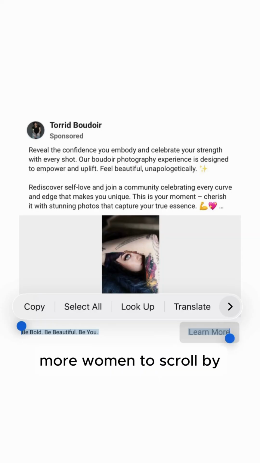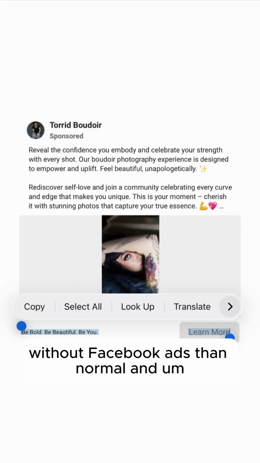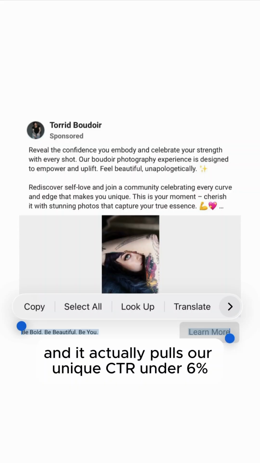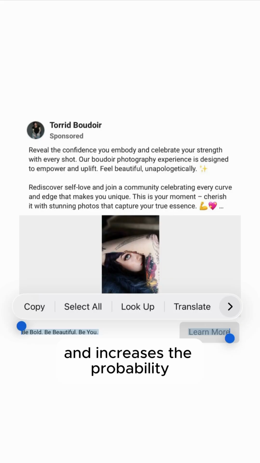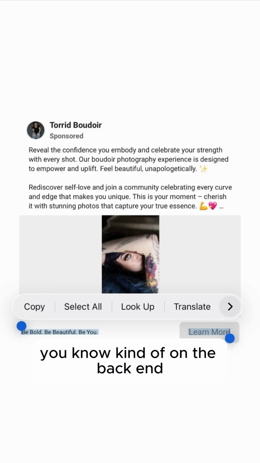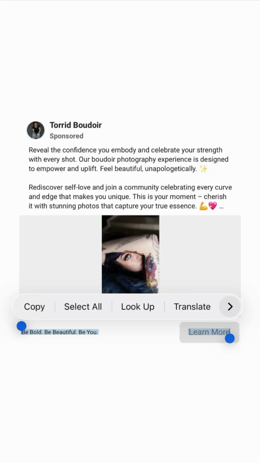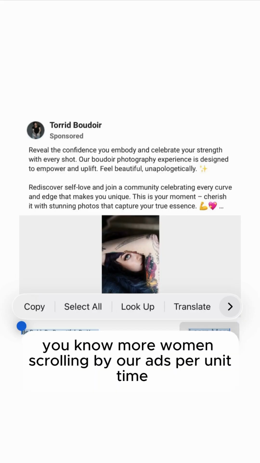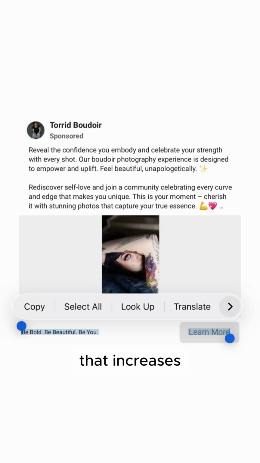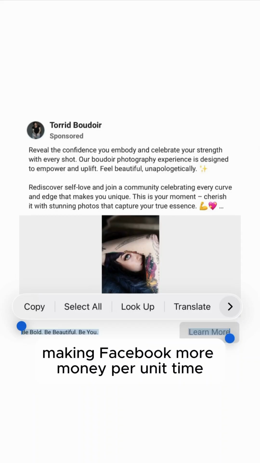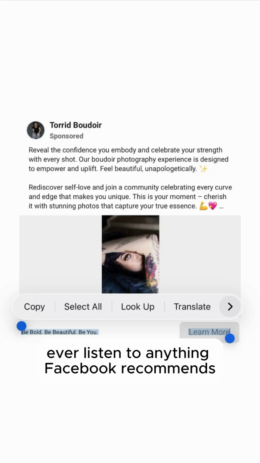It causes way more women to scroll by our Boudoir Facebook ads than normal, and it actually pulls our unique CTR under 6% and increases the probability that we have BLCS, Boudoir low click syndrome. And on the back end, the flip side for Facebook, it increases the number of women scrolling by our ads per unit time. That increases the amount of ads Facebook can serve per unit time, making Facebook more money per unit time. That's why you never ever listen to anything Facebook recommends.